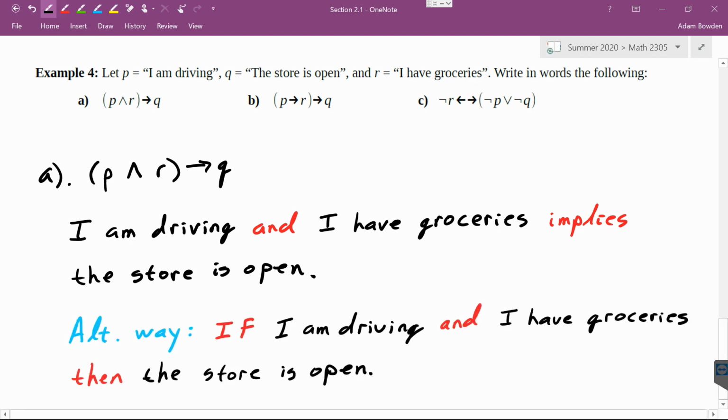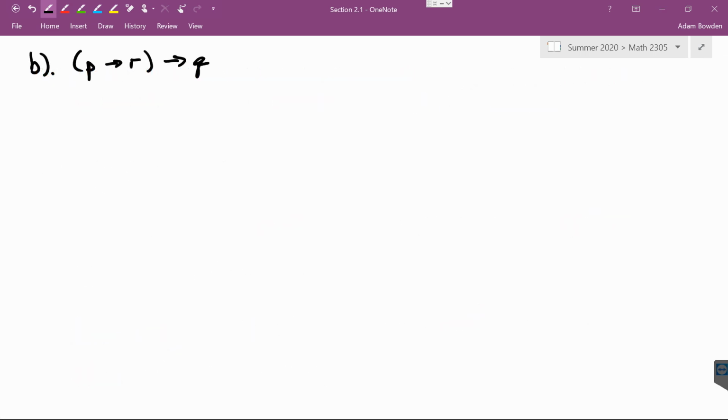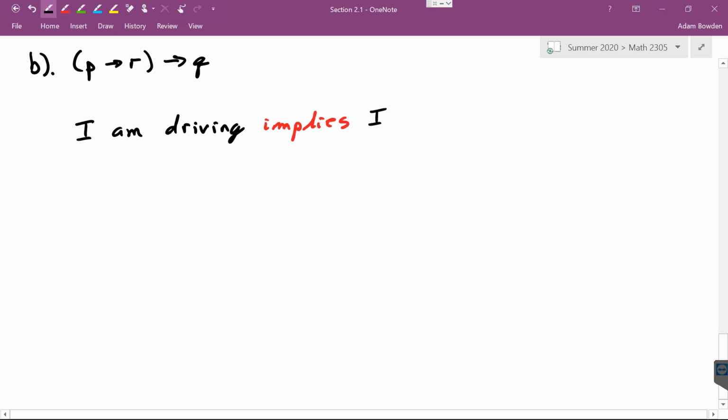So an alternative way we could write this, rather than saying implies, we could say if I am driving and I have groceries, then the store is open. So we could write it as an if-then rather than implies. So here's one that has two implications. Starting with P, it says, start off with I am driving, and then I'll go ahead and write that as implies R, which stands for I have groceries.